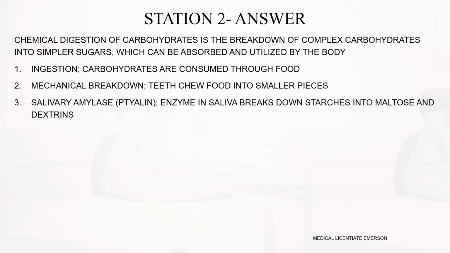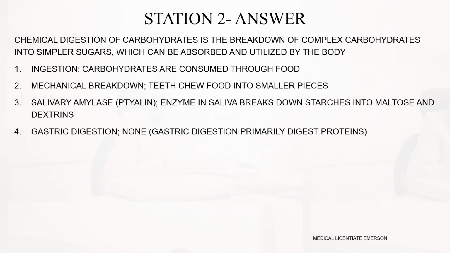The enzyme, which is found in saliva, breaks down starch into maltose and dextrins. So now that's chemical digestion. That's what we're talking about. Then after the salivary amylase has acted on the starch, food has to pass through the esophagus and go into the stomach.